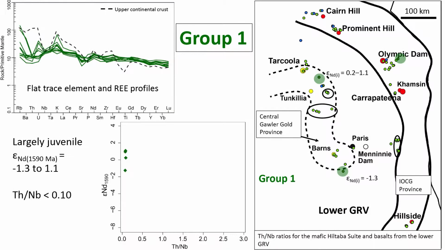So group 1 occur in only 3 areas, 1 in the ICG province and 2 within the central Gawler province. This group is distinguished by flat rare earth elements, and they also have low thorium-niobium ratios and what we call juvenile epsilon neodymium values. So these are more typical of being derived from the mantle. So in neodymium space, generally anything that's above 0 is considered to be a mantle signature, and we call that juvenile, and anything which has a negative value is more typical to be derived from the crust.